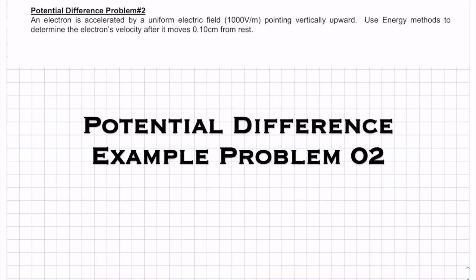This video is going to go over a voltage or potential difference problem. An electron is accelerated by a uniform electric field of 1000 volts per meter pointing vertically upwards. Use energy methods to determine the electron's velocity after it moves 0.1 centimeters from rest.